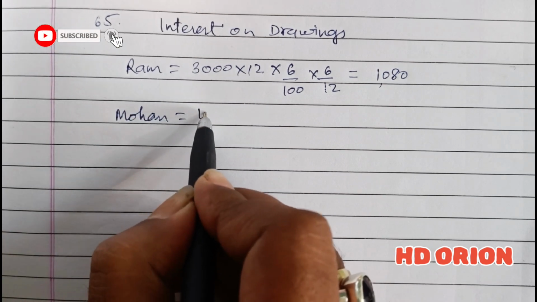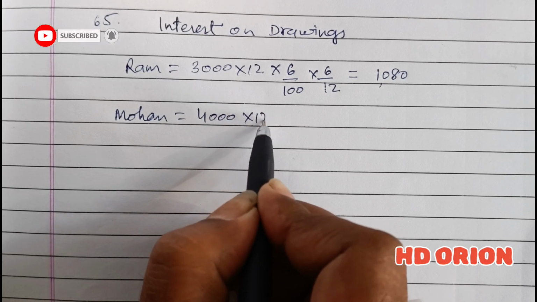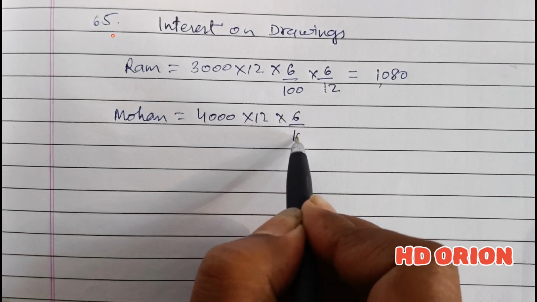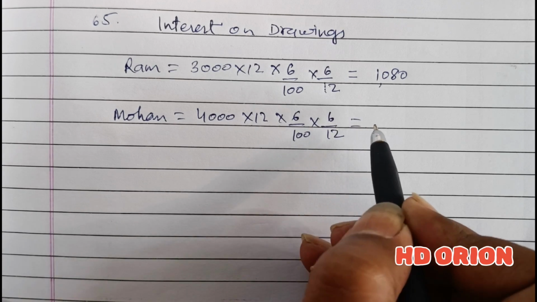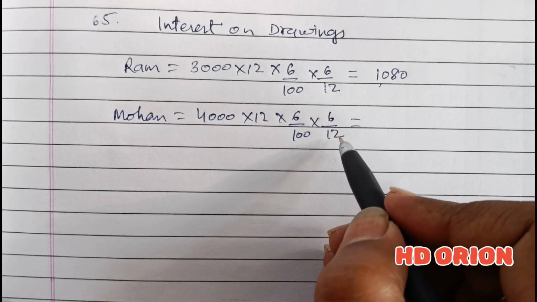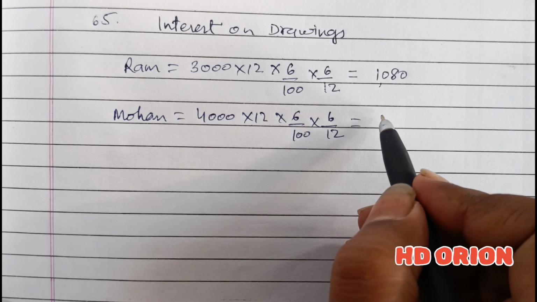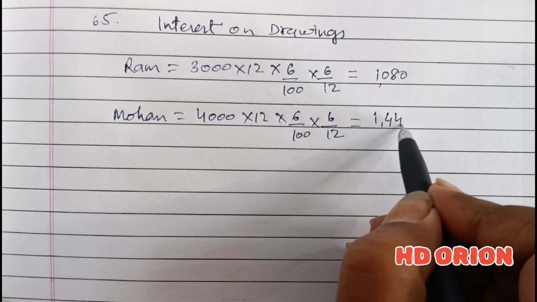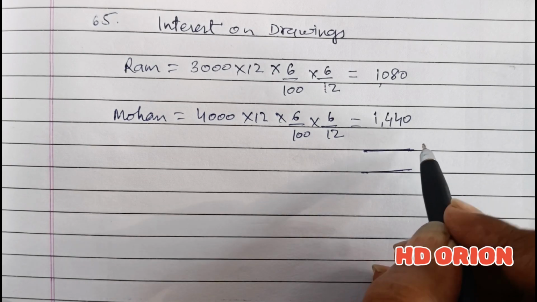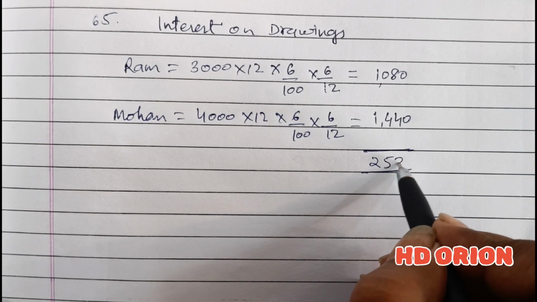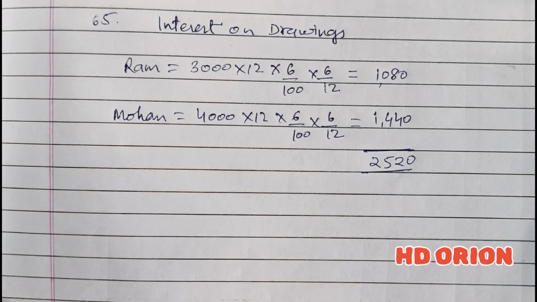Mohan has withdrawn rupees 4000 per month at the rate of 6% per annum. Because the date of drawings is not given, therefore for 6 months on average, and the amount is rupees 1440. So the firm has in total collected rupees 2520 as interest on drawings.